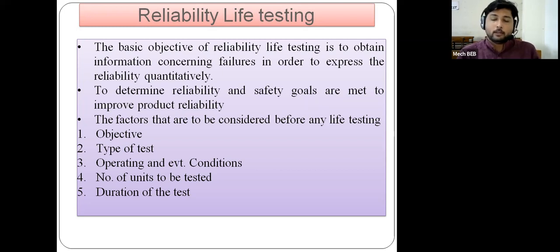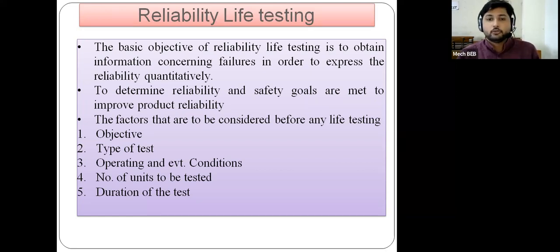To achieve the proper safety factor, to determine the reliability and to improve the product reliability, once you understand what the reliability is, then you are able to improve it. For that purpose you need to perform testing, and that testing is considered reliability life testing. What different factors we need to consider while performing this test are listed over here.